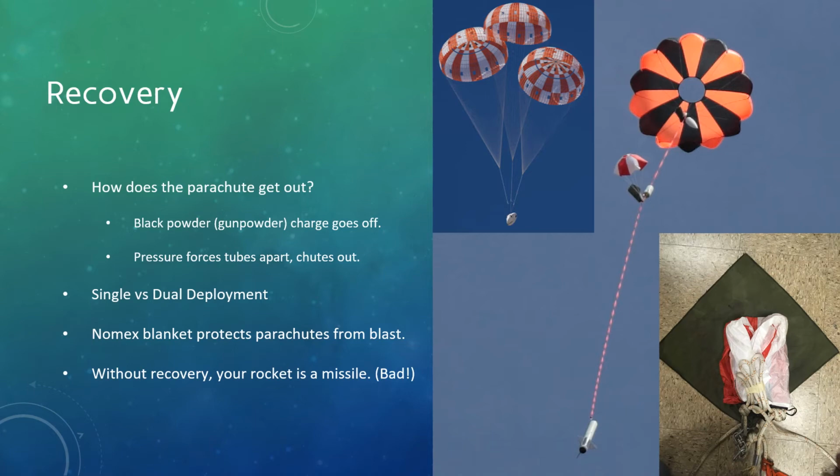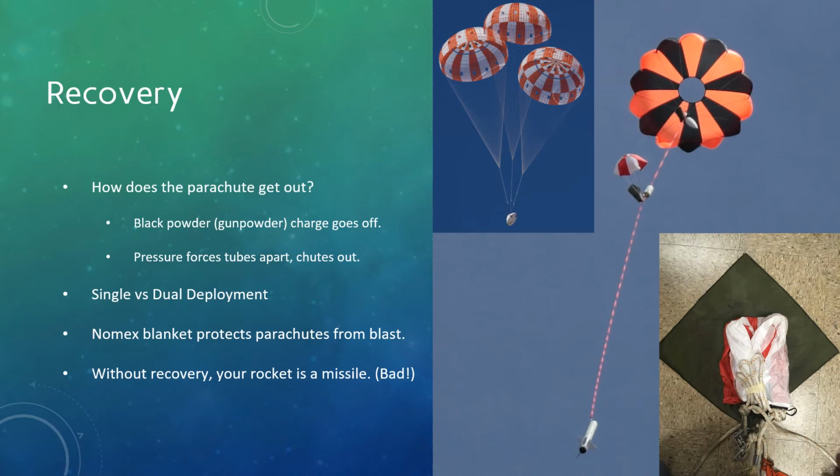So you have the drogue to slow it down a little bit, and then you have the main to slow it down to a safe landing speed. And that's called dual deployment because you have two parachutes. For smaller rockets that aren't going as high, where you don't need to worry about it drifting really far, you can just put one larger parachute in, and that's called single deployment.